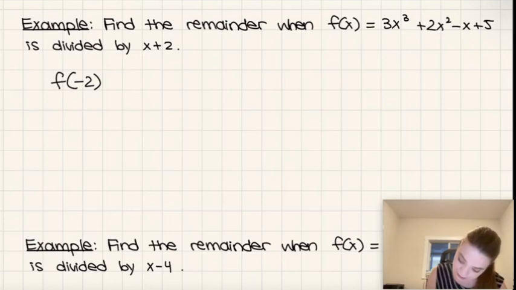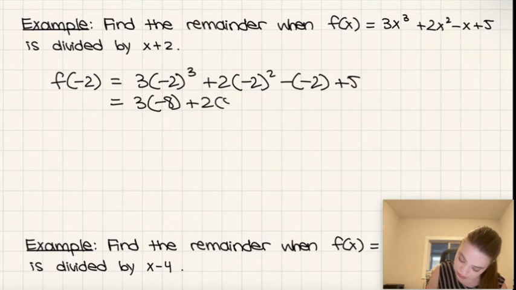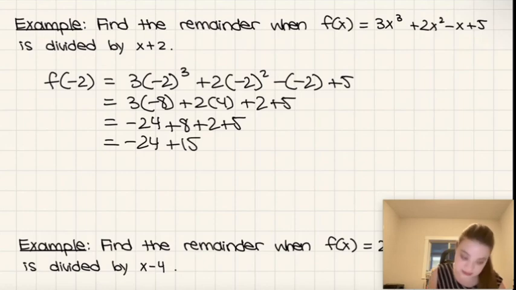F of negative 2 is equal to 3 times negative 2 cubed plus 2 times negative 2 squared minus negative 2 plus 5, which is equal to 3 times negative 8 plus 2 times 4 plus 2 plus 5, which is equal to negative 24 plus 8 plus 2 plus 5, which is equal to negative 24 plus 15, which is equal to, I think, negative 9. Yes, negative 9.